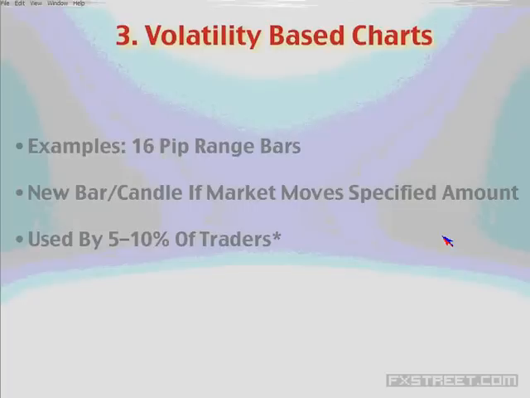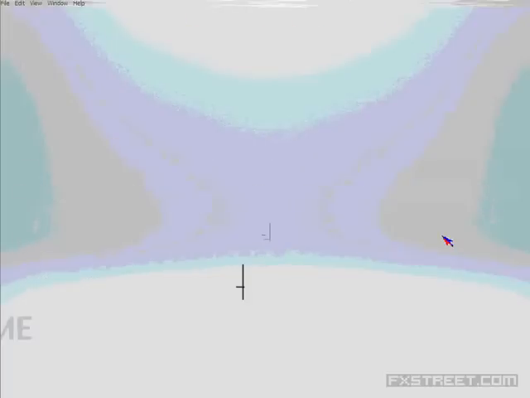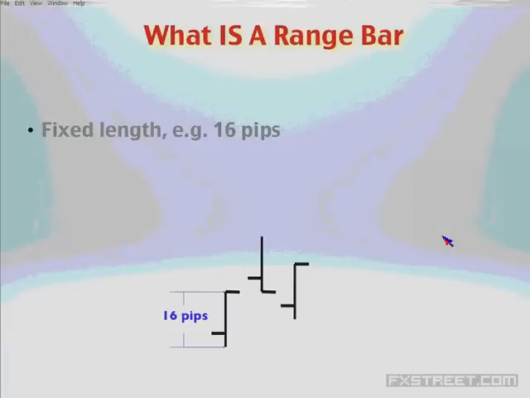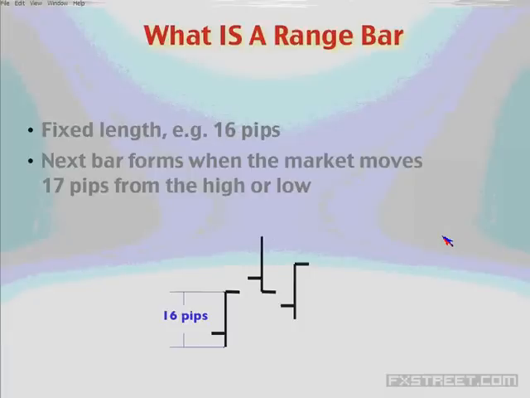All right, let's move on. Volatility-based charts. For example, 16-pip range bars. A new bar or candle is plotted if the market moves a specified amount. In this case, 16 pips. It's used by maybe 5% of traders, maybe less. Okay, and I think they're awesome. Here's why.